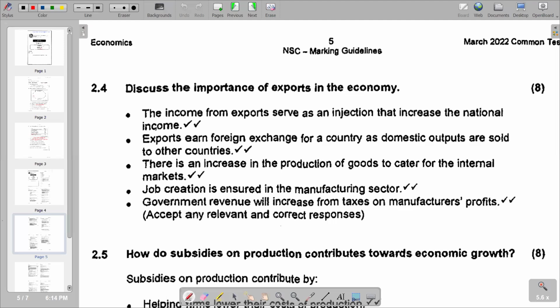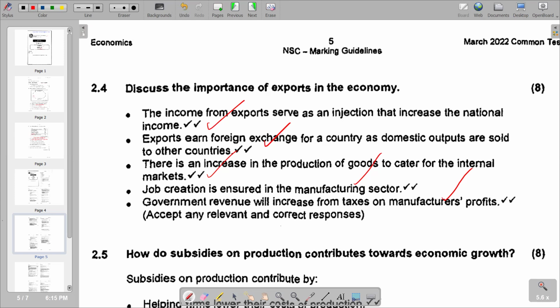So the first report is saying the income from exports serve as an injection that increases the national income. That's the first report. Second, I think exports aid foreign exchange for the country as domestic output is sold to other countries. And then next, there is an increase in production of goods to cater for the internal markets. And then job creation is ensured in the manufacturing sector. And also government revenue will increase from taxes on manufacturers' profits. So basically, these are the importance that we can try to bring.